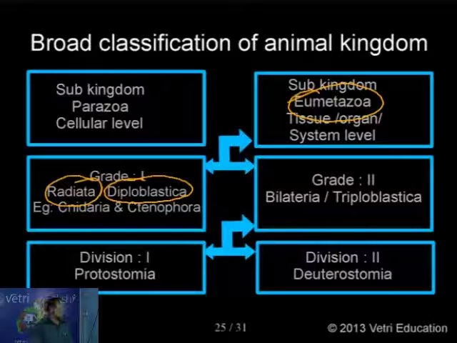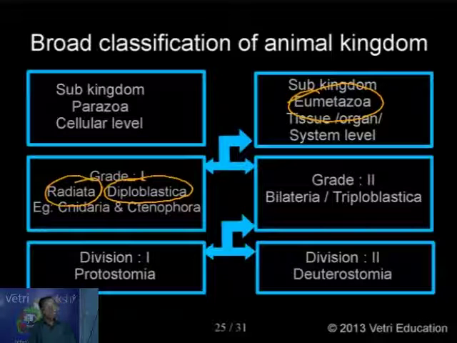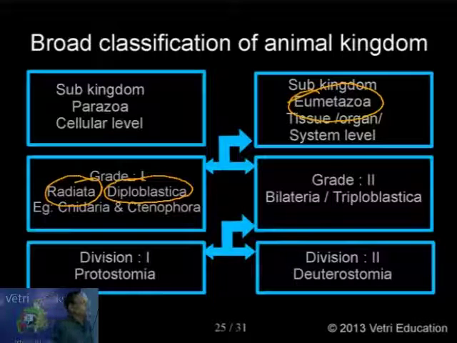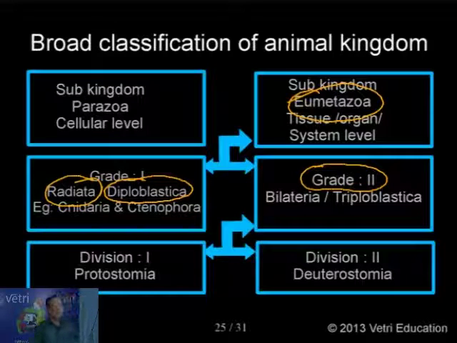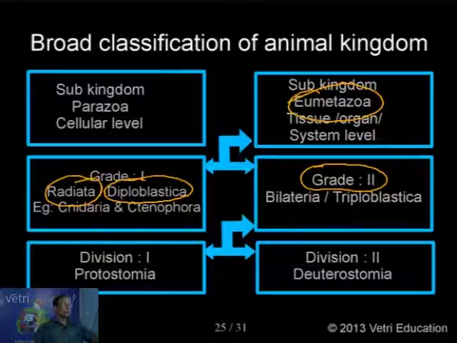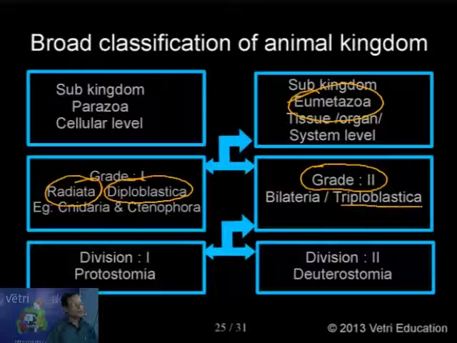This group comprises the phylum Cnidaria, for example sea anemone, hydra, etc. And also another group, Ctenophora, which includes Ctenoplana and Pleurobrachia. These animals have radial symmetry with the diploblastic condition. Now grade number two is the broadest group, having animals whose bodies have a three-layered body wall. That means you have ectoderm, endoderm and mesoderm. That is why this group is called Triploblastica.